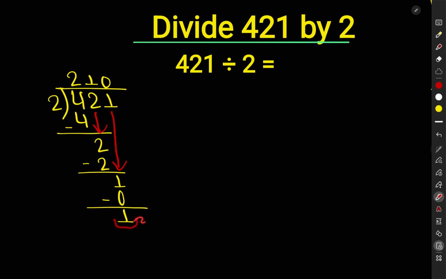So now this 1 is less than 2 and there is no other number beside. So we put here a decimal so that we take 0. So now it is 10 and 2 times 5 is 10. On subtracting we get 0. So 421 divided by 2 is 210.5.